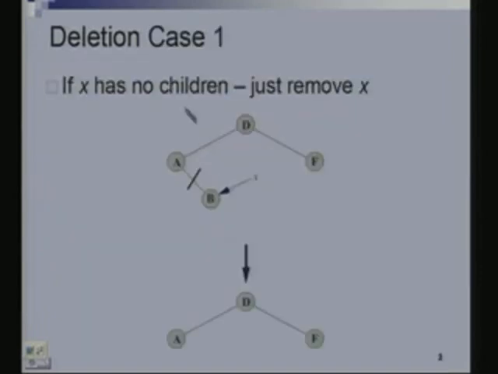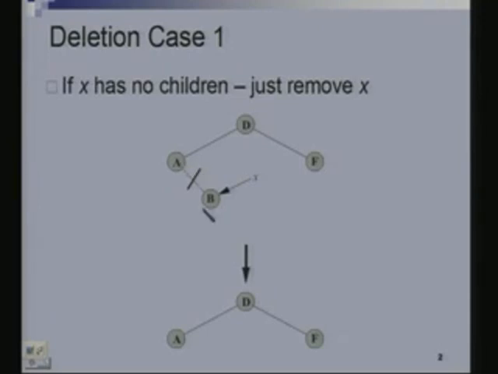So, when x has no children, then deletion is trivial. Why is that? This is the node x, it does not have any children. So, it is a leaf and I need to delete this node. What should I do? I should just cut this link, which means that the parent of x will have to change either the left child or the right child. In this case b was the right child of the parent, so we will have to set the right child of a to null now. Is this clear to everyone?